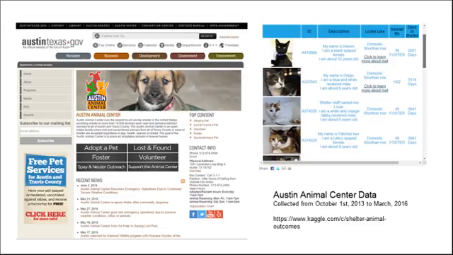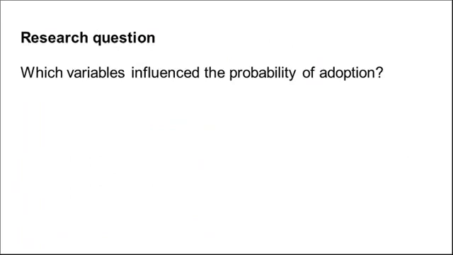This data set included information about animals as they were leaving their shelter. They collected it over the course of about 2.5 years, and it had information about the outcome, age, sex, color, breed, things like that. They had 5 levels of outcome, which were died, euthanized, transferred, adopted, or returned to owner. I chose to focus on just whether or not they were adopted. This made it a nice binary outcome, so I was able to use logistic regression. My research question was which variables would influence the probability of adoption.